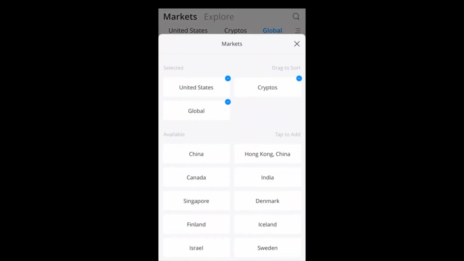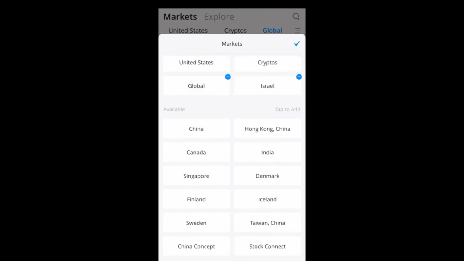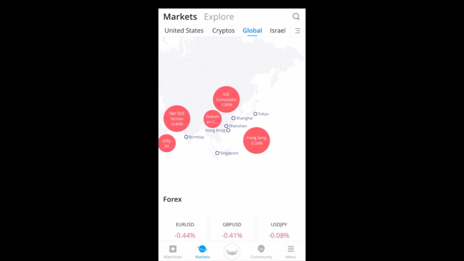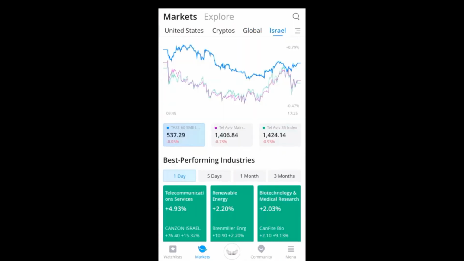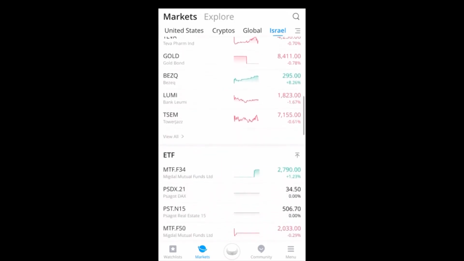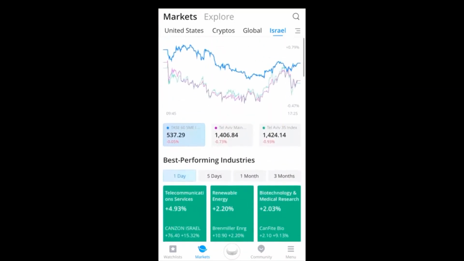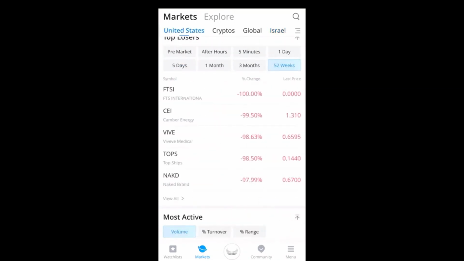you can also hit the menu and you can see other individual countries. So if you want to look at the Singapore market or Finland, Iceland, Israel, Sweden, all of that information is there, and then you can add it. So let's say if I wanted to look at Israel, I click on their name, then I click the checkbox, and now they are on my list of individual markets. Instead of only United States, crypto, and global, I now have Israel included as well. And then you can see the performance of individual stocks on their exchange, ETFs, the top gainers, and all of the same information that you can view for the United States, you can view on Israel.